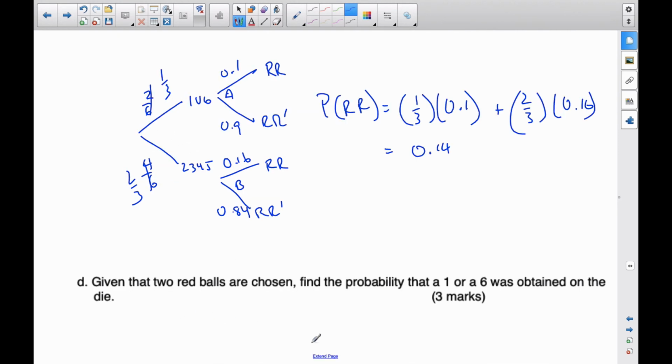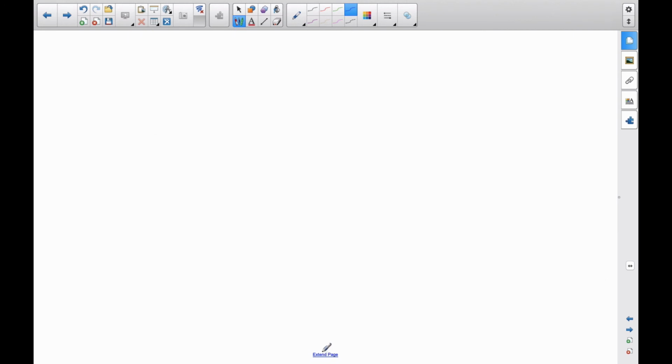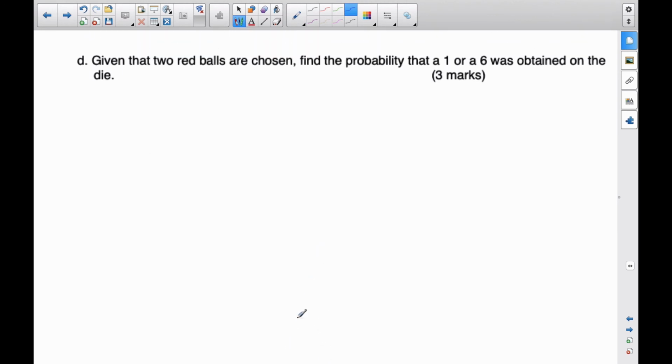So now it says, given that 2 balls are chosen. Okay, and so when I think about this scenario here, given implies it's going to be conditional. Find the probability. So ultimately, I'm trying to find the probability that a 1 or 6 is obtained. So I'm finding the probability of a 1 or 6. That's the probability I'm given. And I look for this phrase here, find the probability of this. That's how I know what to put first, given that there are 2 red balls.